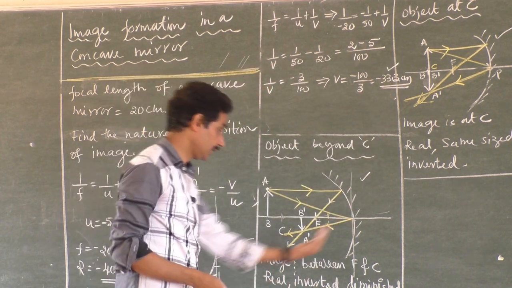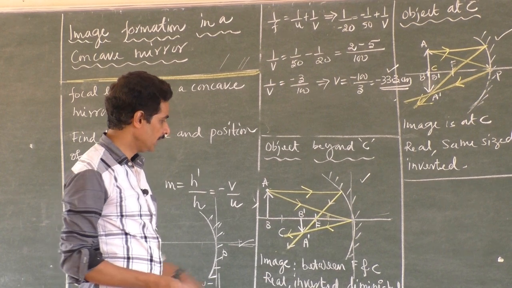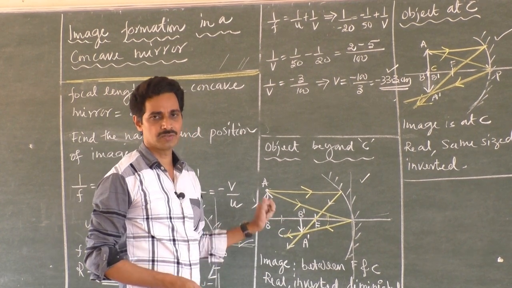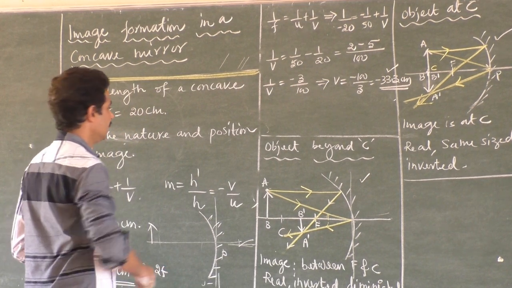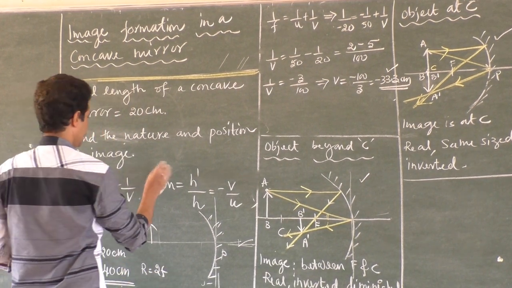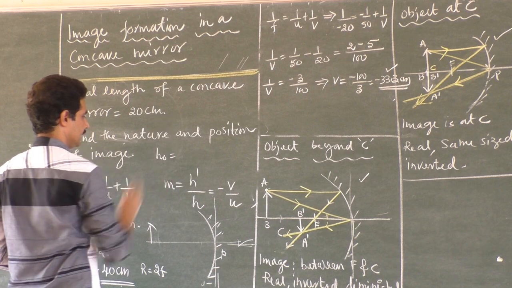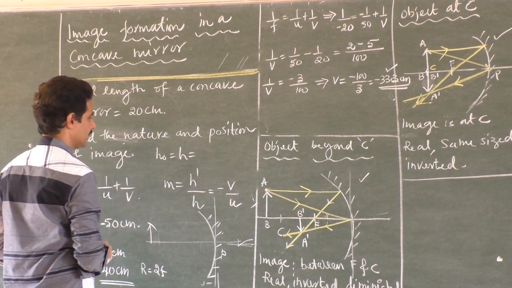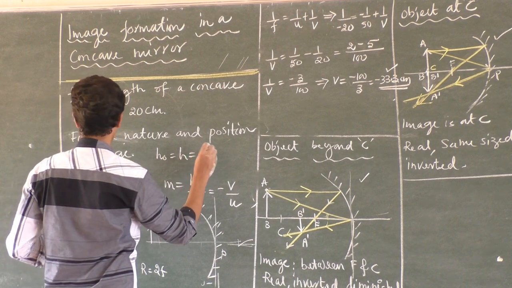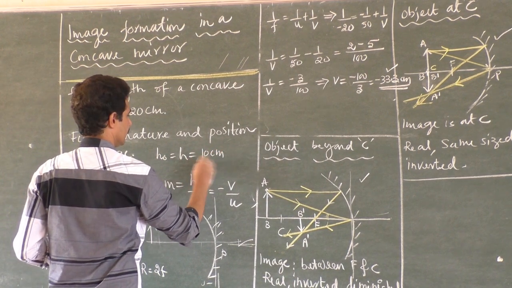And minus is also okay because it is on this side. Image is diminished, is it so? Yes. Suppose I take the height of the object as H. H is the height of the object. Let me take it as some 10 centimeters.